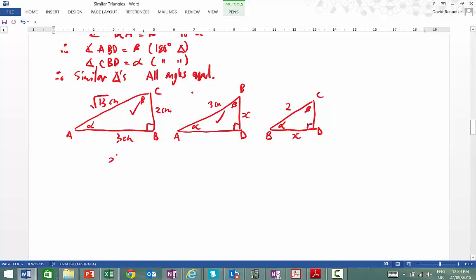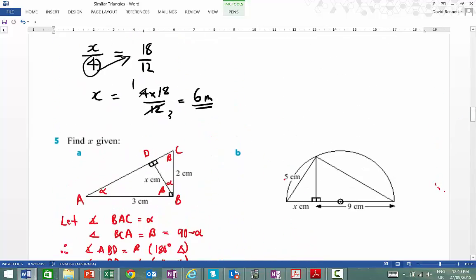Put my unknown at the top left hand side. X over 2, 3 is the same as 2 over root 13. So therefore X is going to be equal to, 3 goes up to the top there, 6 over root 13 centimeters is what X is equal to. So I've used my concept there, the right angle triangle, to do that. Now in this particular case here, if we get rid of the circle bit, if you can imagine that circle bit not being there, we've got the same question, it's just a little bit of a different orientation now.